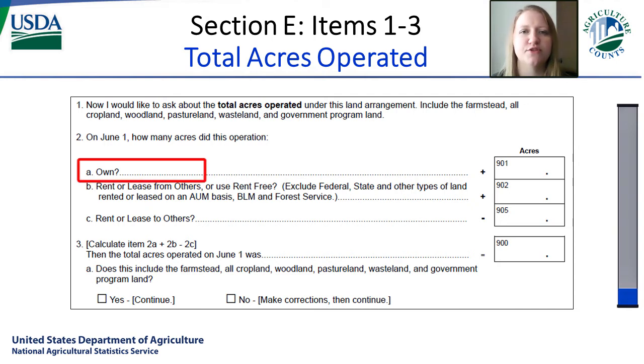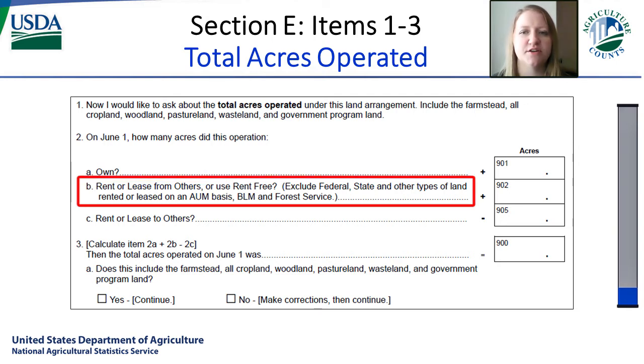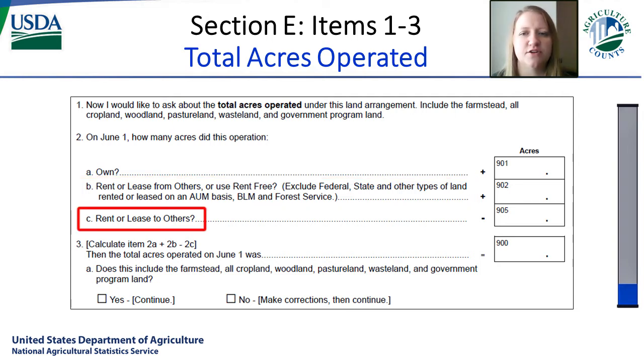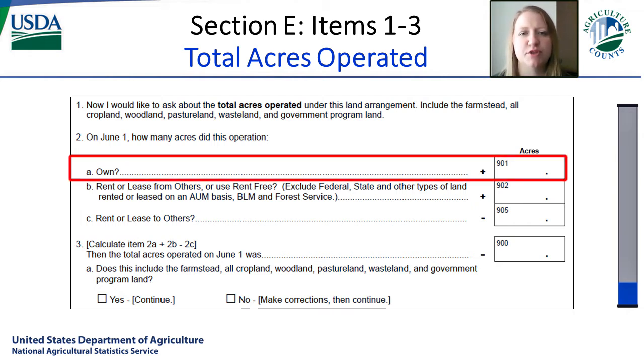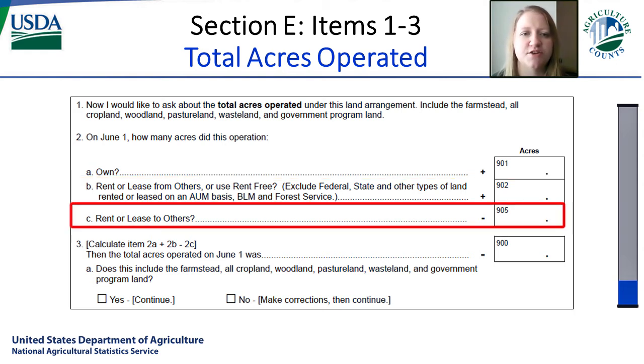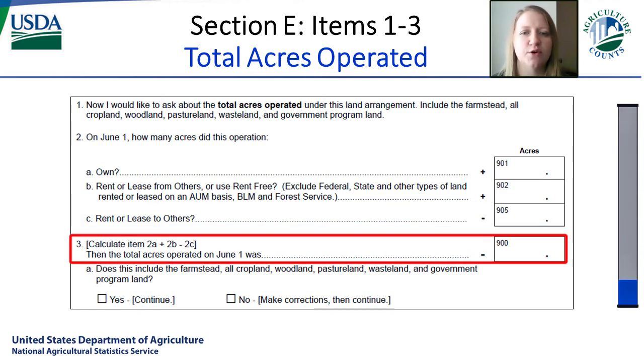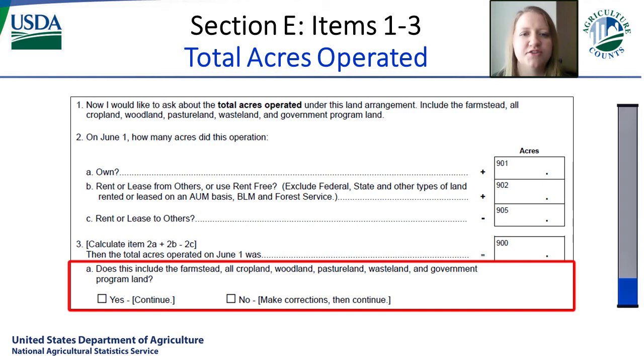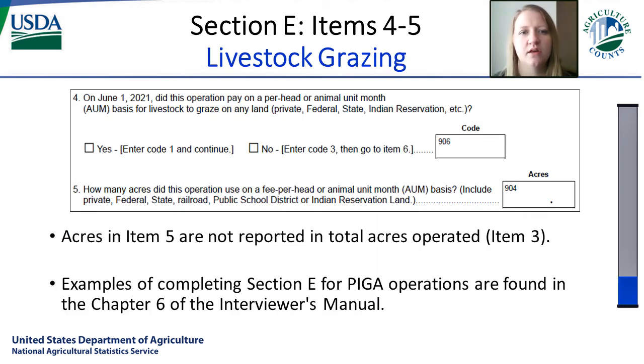Acres are split up like most surveys: acres owned, acres rented or leased from others, including acres cash rented, share rented, and used for free, and excluding land rented on a fee per head basis, and acres rented or leased to others. By adding owned acres, item 2A, plus rented acres, item 2B, minus acres rented out, item 2C, we get the total acres operated on June 1st in item 3. Item 3A is just a check to make sure you are including all land, even the operator's home.